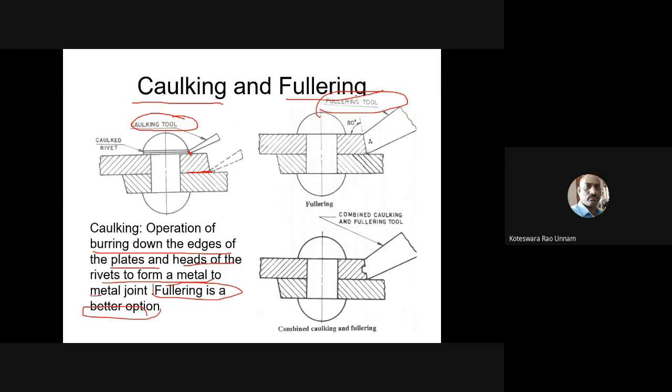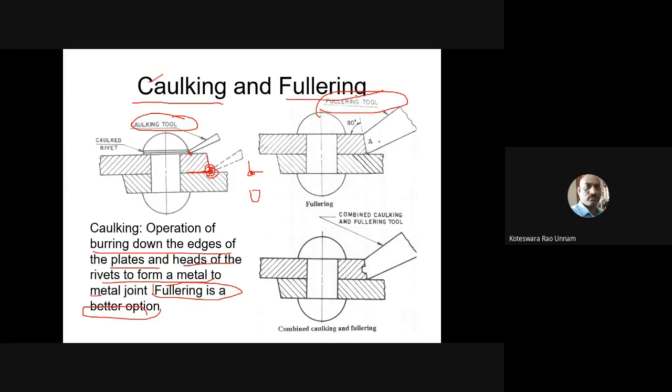He is saying why fullering is the better option, because you can see that the caulking tool has a sharp edge here. Because of the sharp edge, it may sometimes destroy the plate. Or else, whatever operation you perform here, sharp corners are produced. We already discussed that whenever there are sharp corners, you have stress concentration. To remove the stress concentration and also to make it fluid tight, fluid tight meaning avoiding the leakage, we'll use these two options.